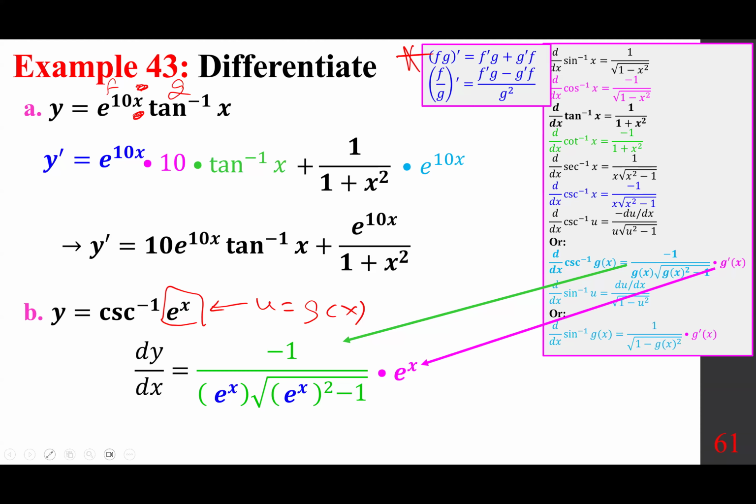So clearly, these two cancel each other. So we get negative 1 over the square root of, this one is e to the power of 2x, minus 1. Okay, so dy dx is negative 1 over the square root of e to the power of 2x minus 1.